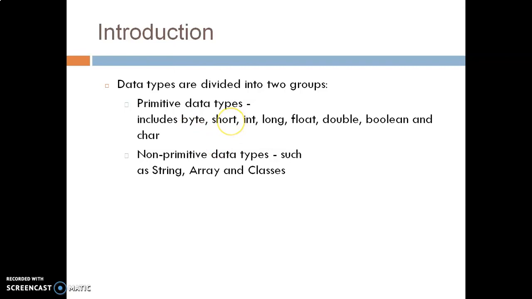Another one is non-primitive data types. As it is written there, non-primitive means it is not defined in the system. It is going to be created by the users. Non-primitive data types are such as string, array and classes. These are under the category of non-primitive data types. So data types are divided into two groups: primitive and non-primitive.